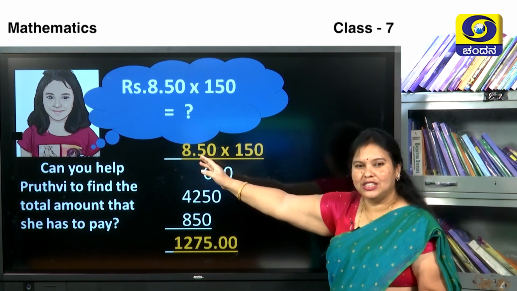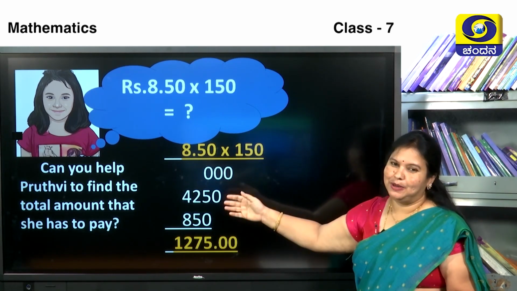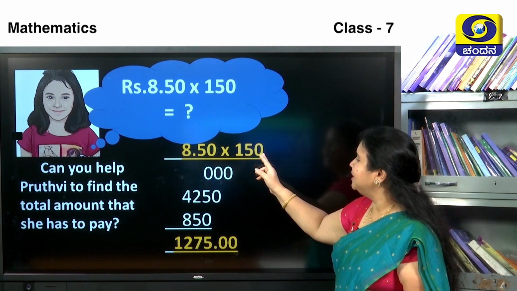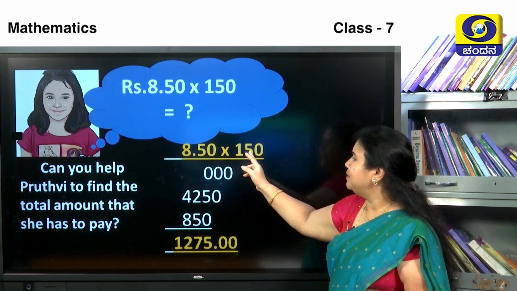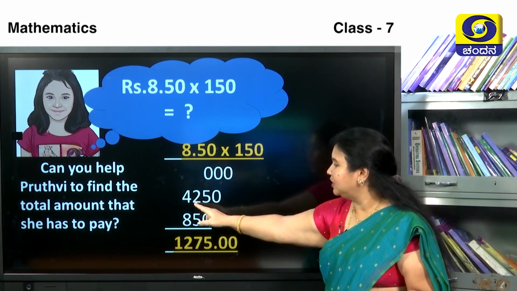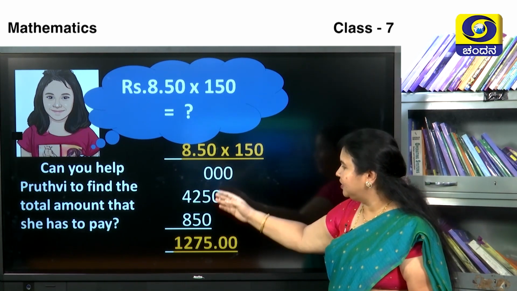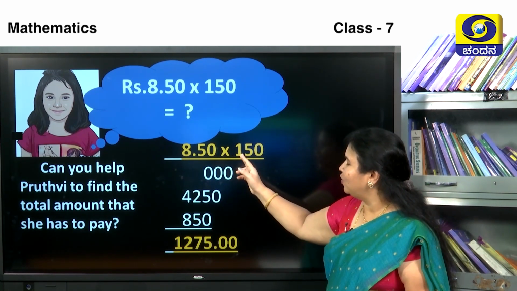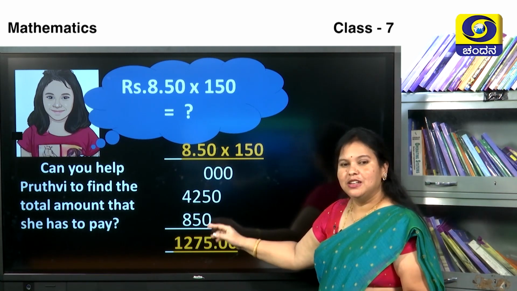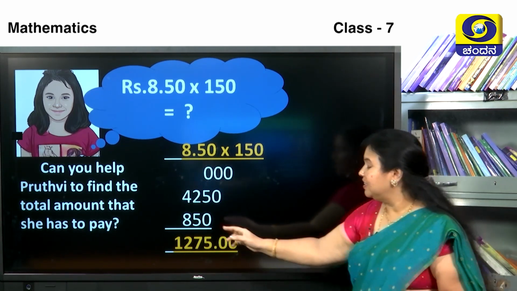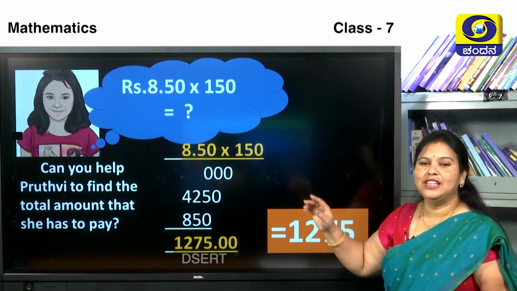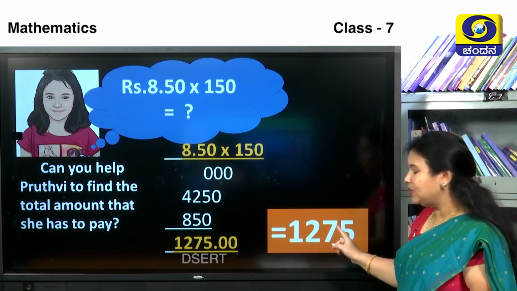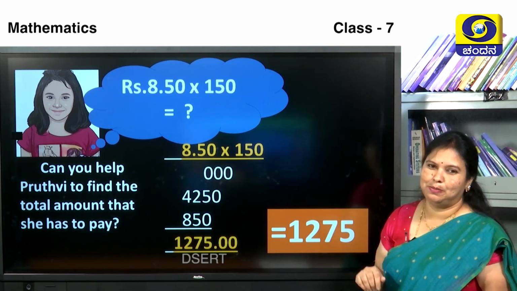As we did in the previous problem, you follow the same steps. First, we have to ignore the decimal point and multiply. In the first row, by multiplying 0, we get zeros only. So, in the second row, by multiplying 5, we get 4250. And in the third row, by multiplying with 1, we get 850. By adding all these, we get 1275 rupees. So, Prithvi has to pay 1275 rupees to the shopkeeper, right?